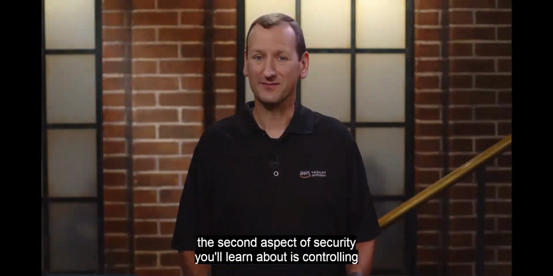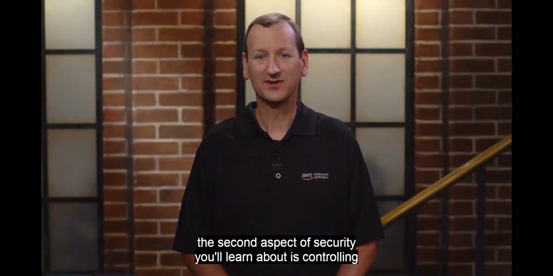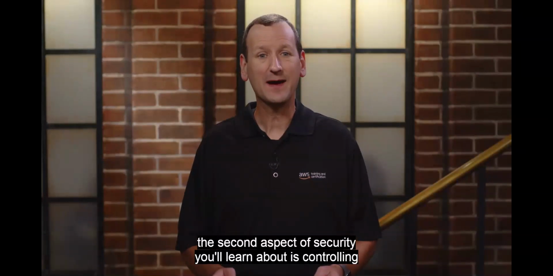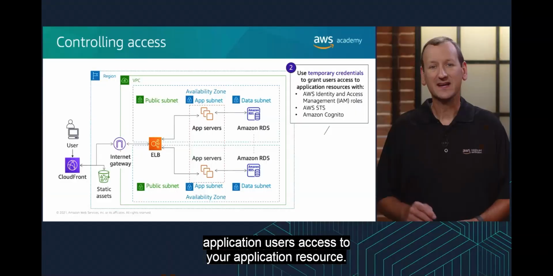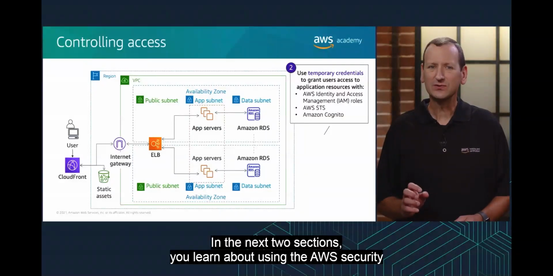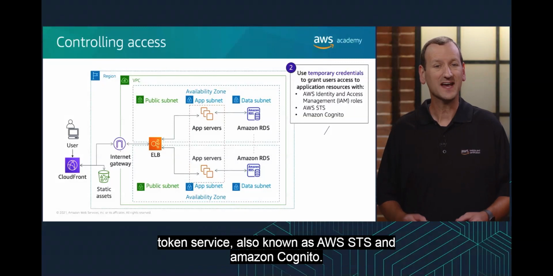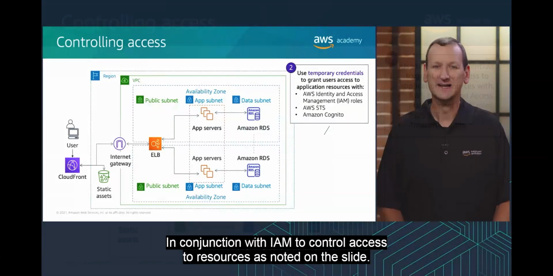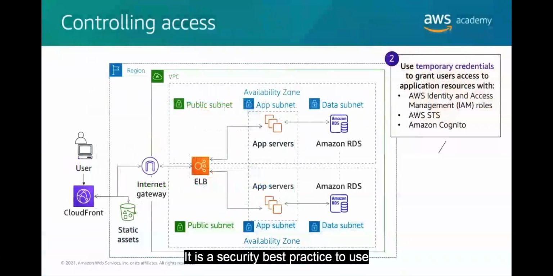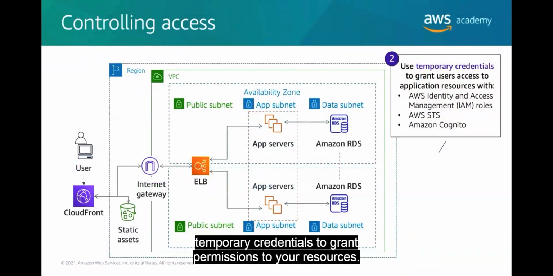As noted earlier in the module, the second aspect of security you'll learn about is controlling application users' access to your application resources. In the next two sections, you learn about using the AWS Security Token Service, also known as AWS STS, and Amazon Cognito in conjunction with IAM to control access to resources. As noted on the slide, it is a security best practice to use temporary credentials to grant permissions to your resources.